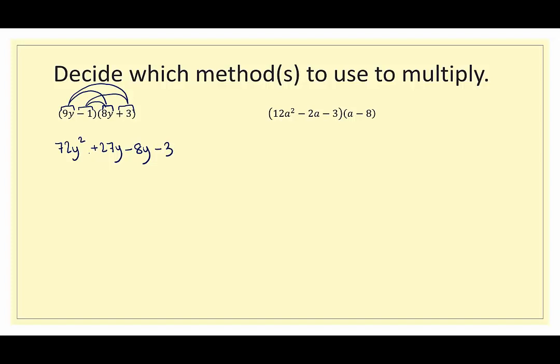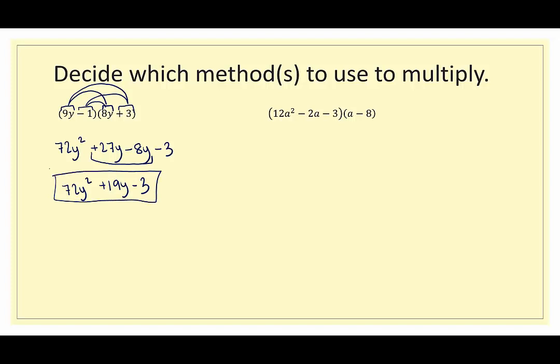Now we look for those like terms. They're right here in the middle as they usually appear, and we get 72y squared plus 19y minus 3, and that's our final product here.